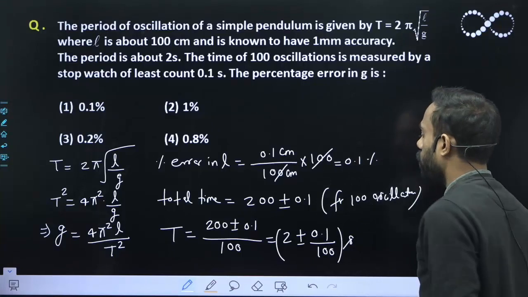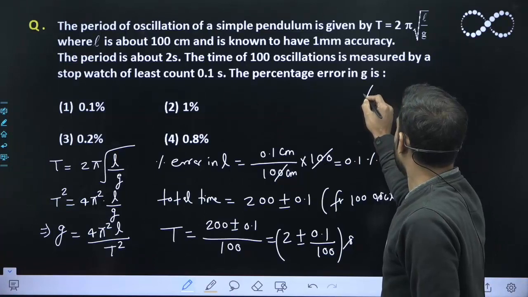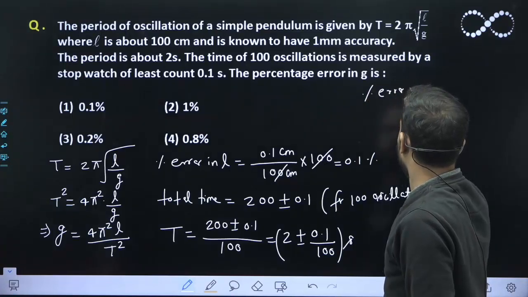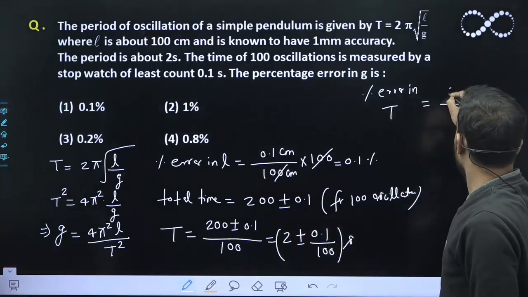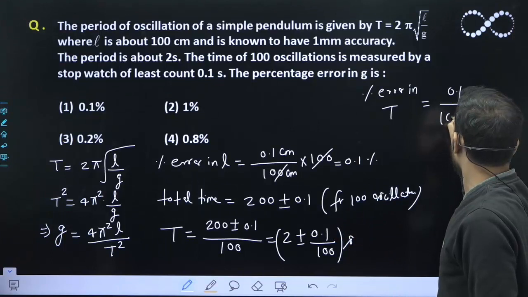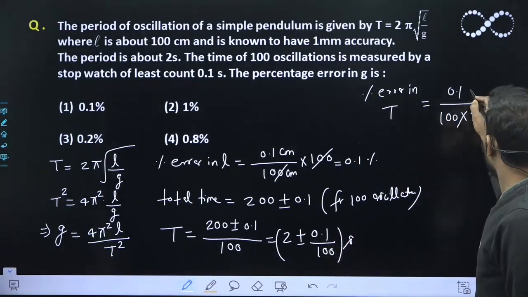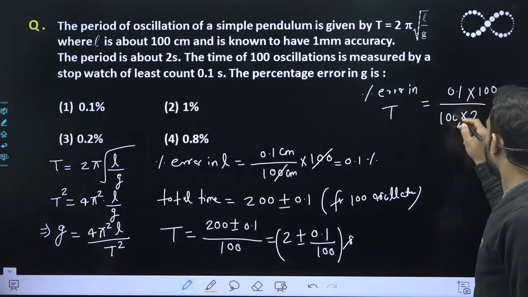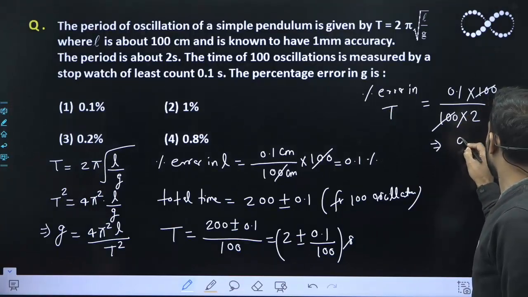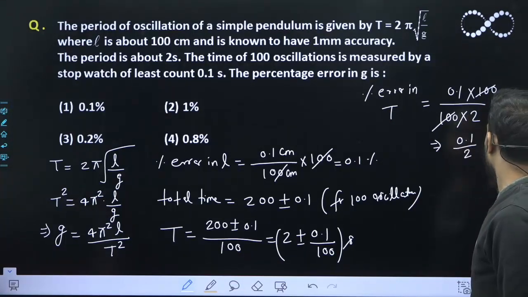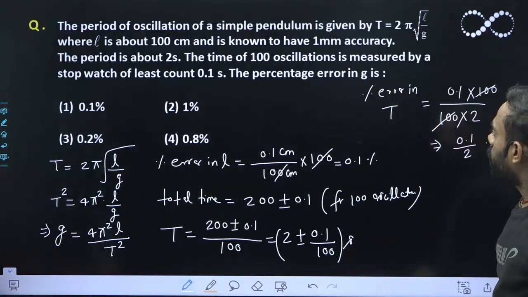Now I will find the percentage error in capital T. So percentage error in T is equal to the error in capital T, which is 0.1 divided by 100, into the time period, which is 2, into 100. So this will get cancelled out, and that will become 0.1 upon 2 percent. Now I need to find the percentage error in g.